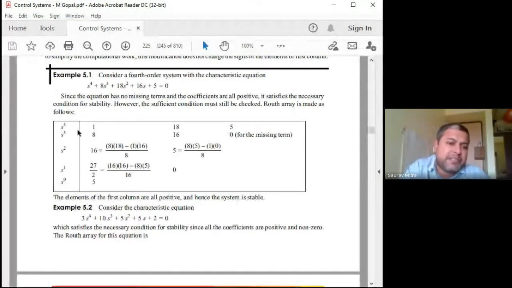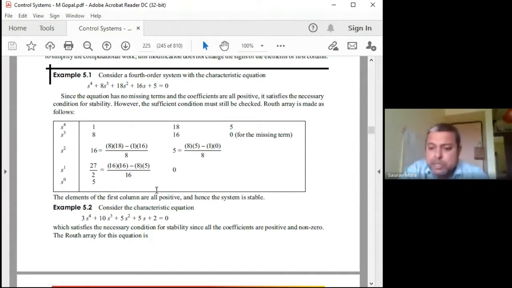Okay, so how to write these first two lines? This is very important. As s to the 4 is the highest, you start with the coefficient of s to the 4, that is 1, then there will be 18, and then there will be 5. It's very easy. And in the second line, after s to the 4 comes s cube. So here it is 8, and here it is 16. So this much part is done.